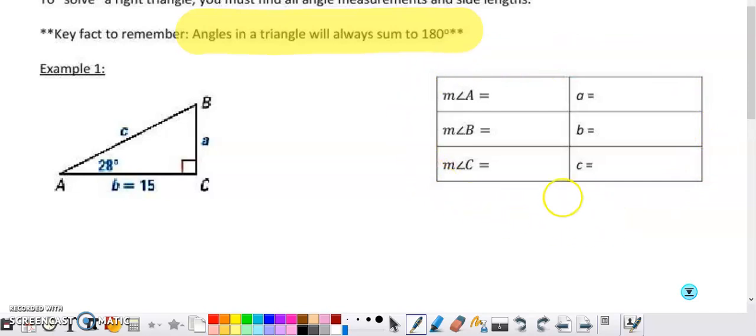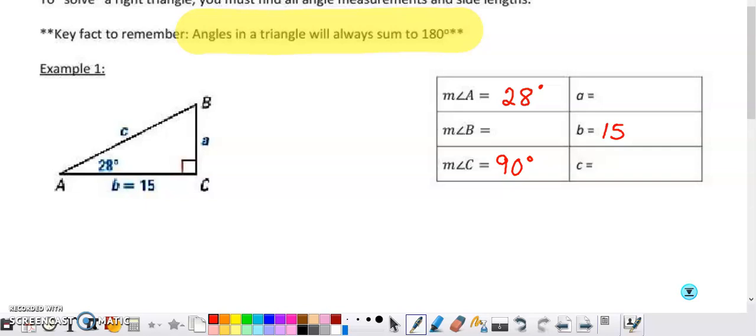And there are some answers that all you have to do is take them from the picture and place them in the table where they belong. So the measure of angle C, there's no number there, but that little box means 90 degrees. And angle A is 28 degrees. And side length B, we're going to call it, is 15 units. We'll just put 15. The units aren't necessary unless they're on the picture or given to you in the problem.